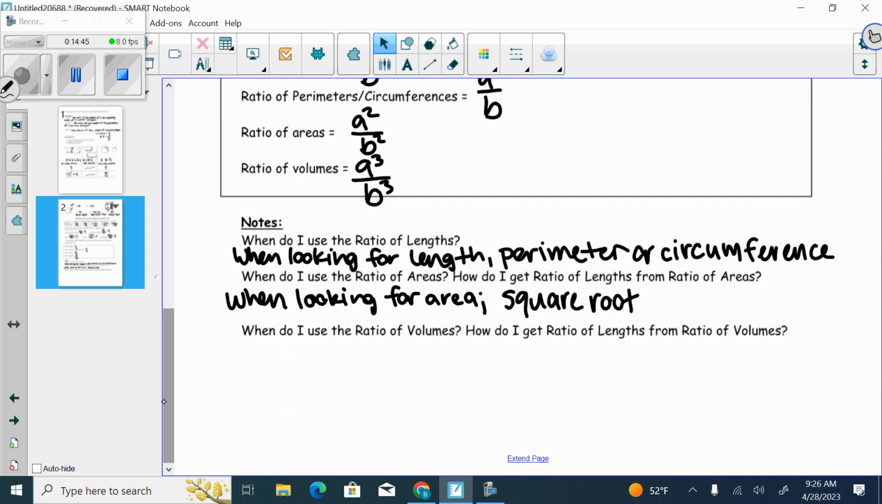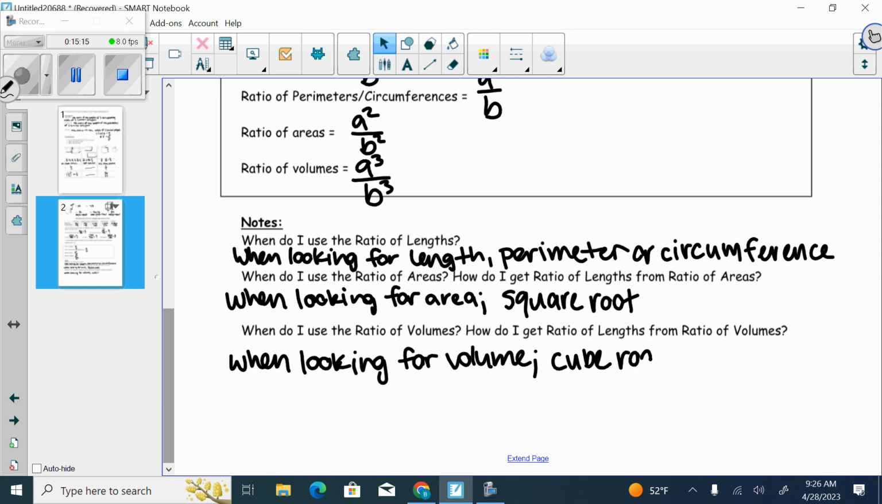Okay, lastly, when might I want a volume ratio? Well, probably when we're looking for a missing volume, right? And then they asked, how do I get a lengths ratio from a volume? So how would I have a volume ratio and go back to my scale factor? Cube root. Good. And remember, we do have a function for that in our calculator, math, and then you pick off the list the cube root.